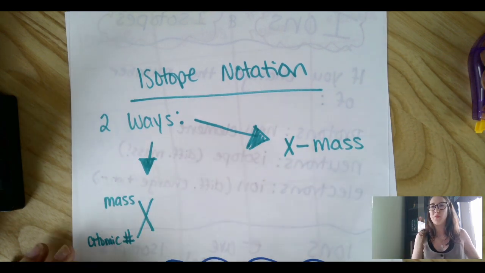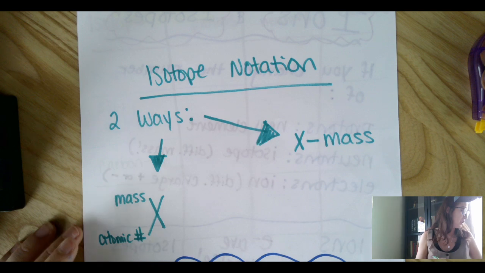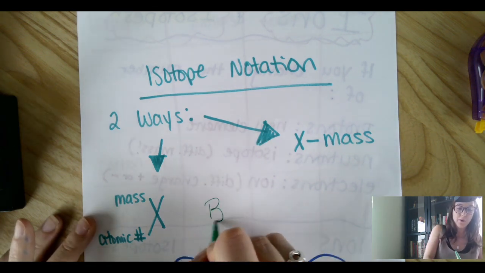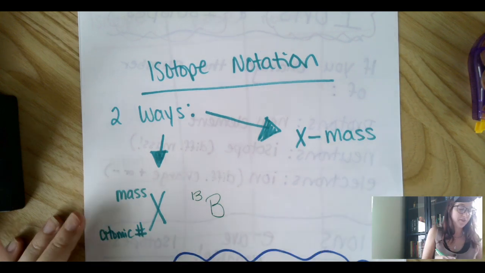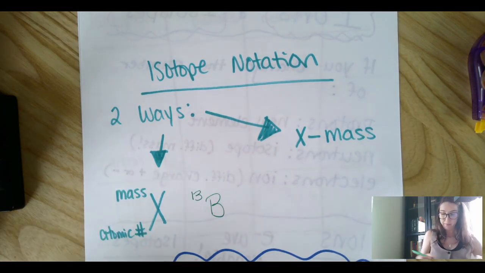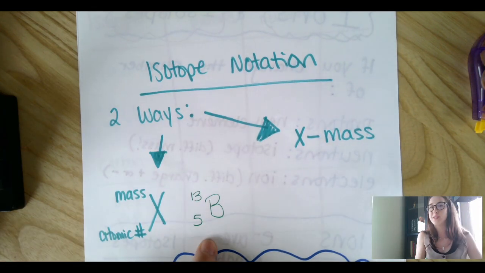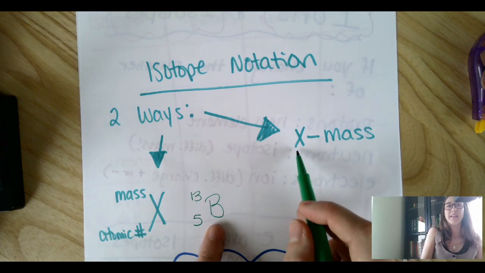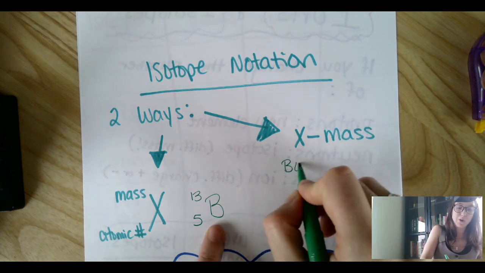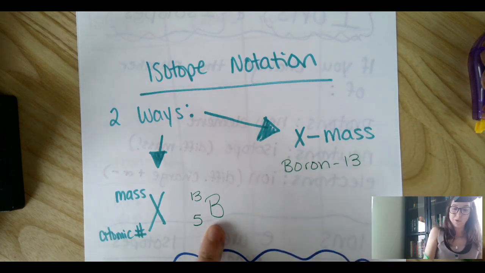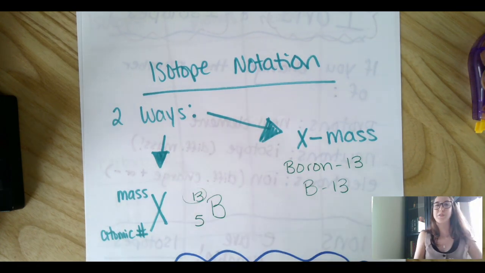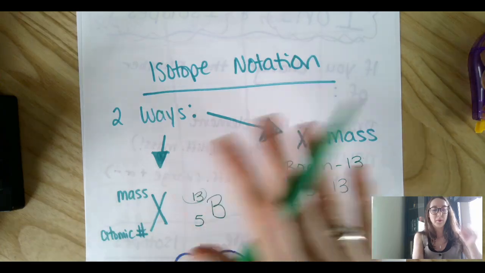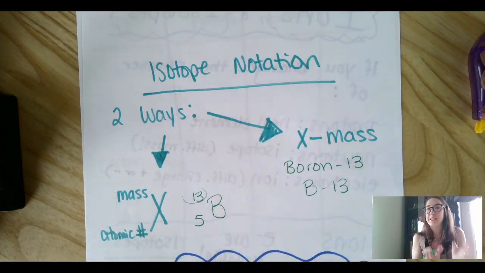Let me give you an example using an actual element. I'm going to use boron. Boron is a B, and let's say there's a boron isotope that has a mass of 13 and the atomic number 5 on the bottom. This is what it would look like. If they wrote it in this format, then you would say boron 13, because that's the mass number. They also could have just put B13. So that's three different ways that an isotope could be written.